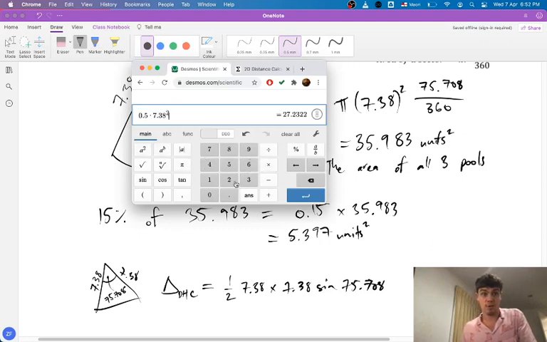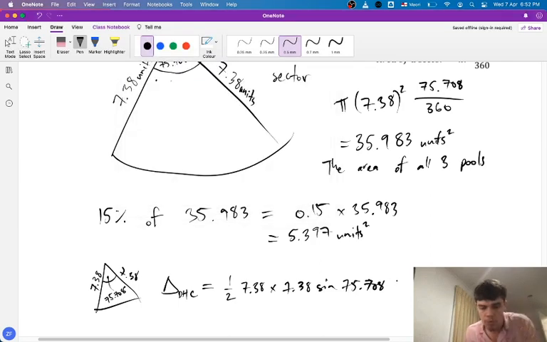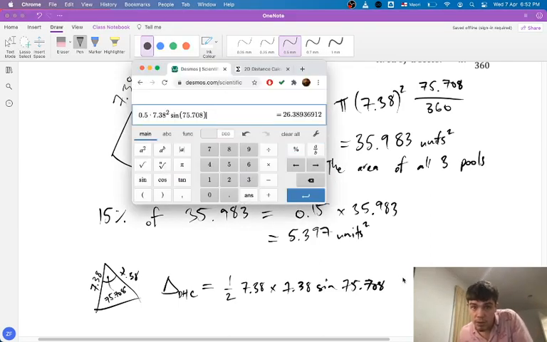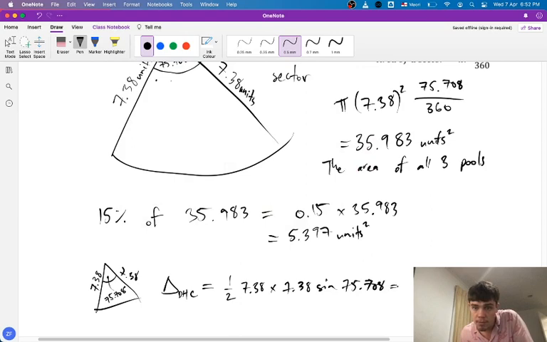That's actually 7.38 squared. I'm just going to save some time. Sine. Okay, so that makes the area of the triangle 26.389. So that's the area of the triangle.